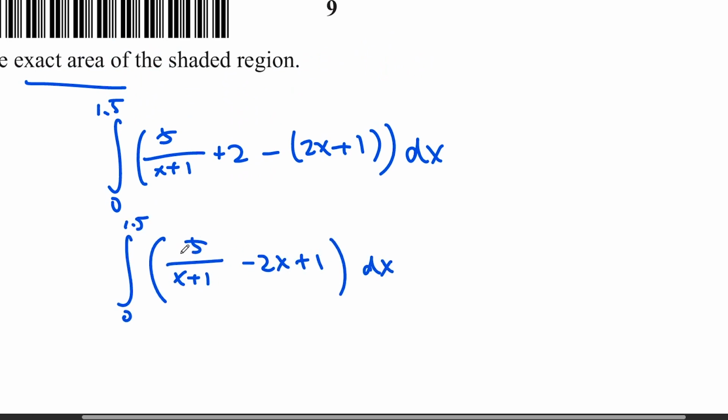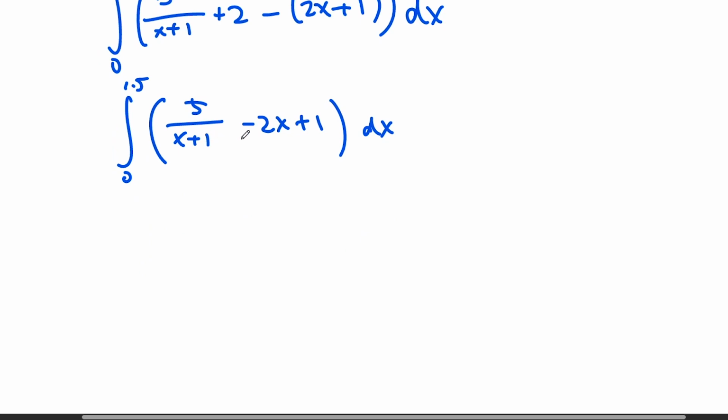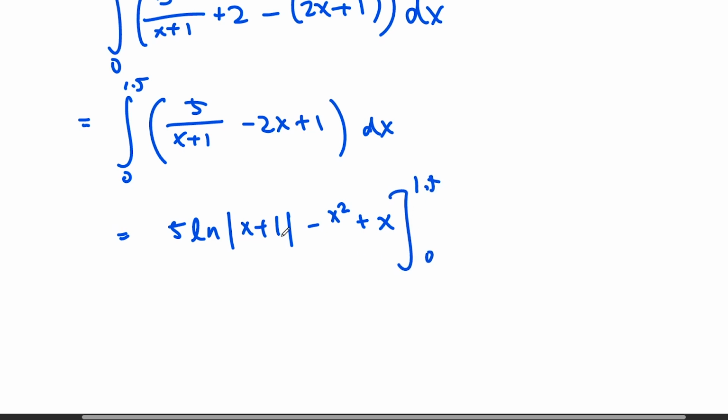Okay, so for the first part, the integration of the integrand, I'll be able to get 5 ln(x plus 1). Here I'm getting x squared and x. Okay, so this is a definite integral. I don't need to include the arbitrary constant. I just need to sub in the values of 1.5 and 0.